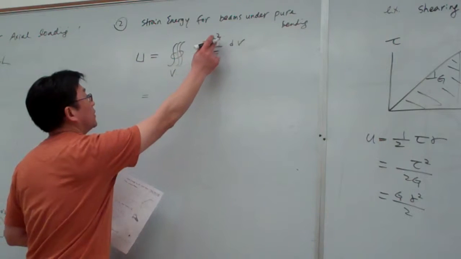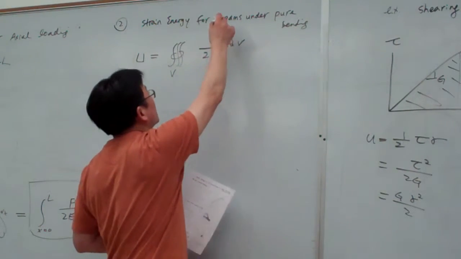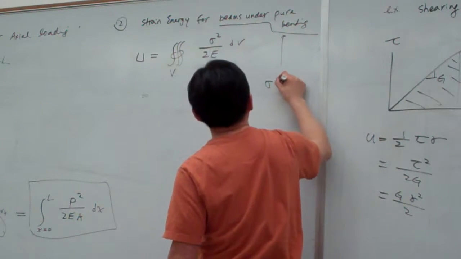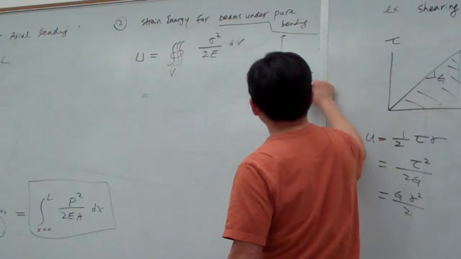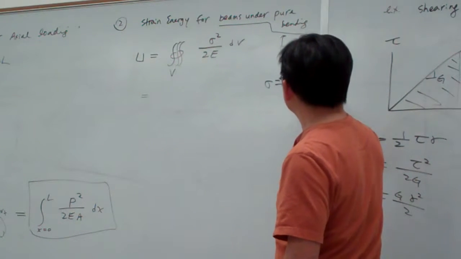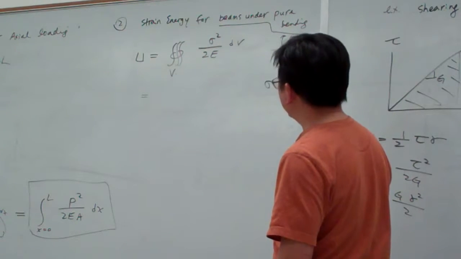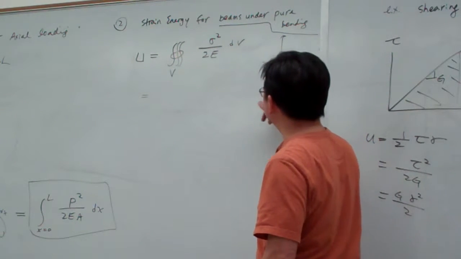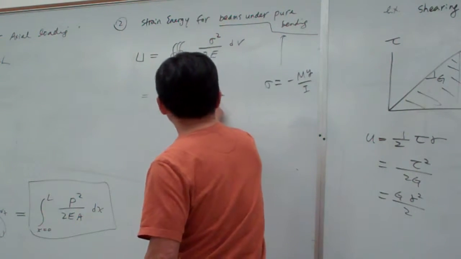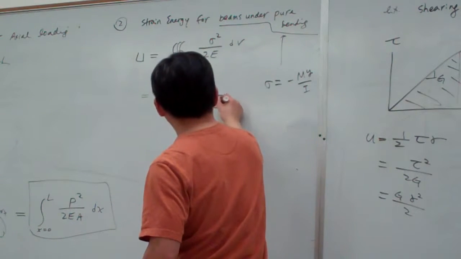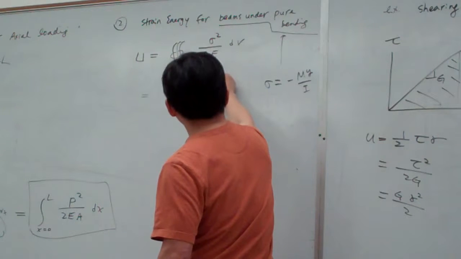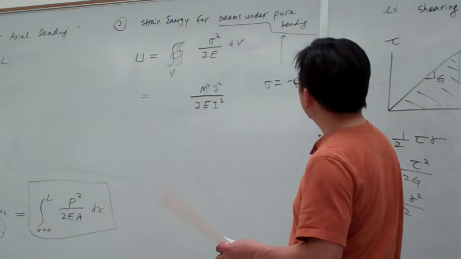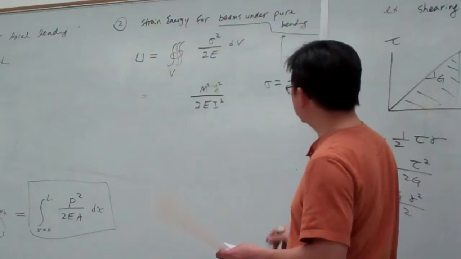And this one, what is sigma? For being under pure bending, for this case, we know sigma equals minus My divided by I, right? We don't necessarily have to think of the direction, because it's going to be squared in the end. So we can just take the magnitude and put it in here. So we see M squared, Y squared over 2E I squared. Here we use Y.